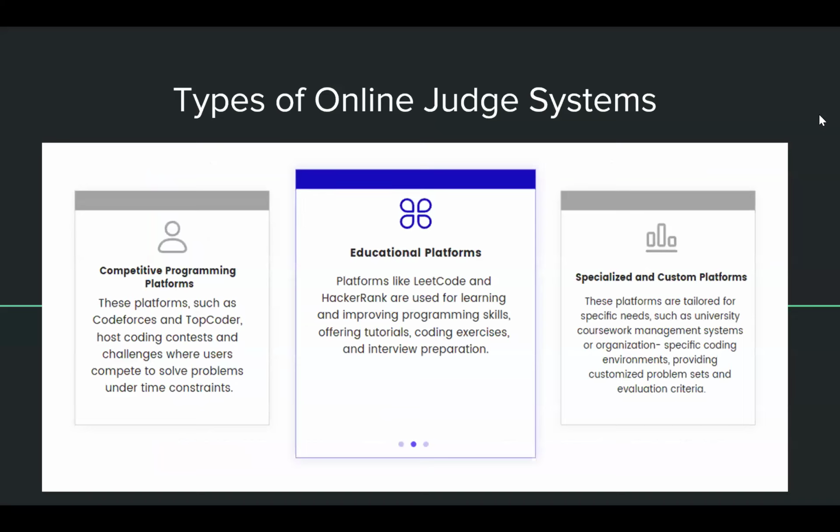Coming to the types of online judge systems, they can be classified on the purposes into four different types. The first is the competitive programming OJS. So the platforms like Codeforces and TopCoder use these OJS which host coding contests. The second is the educational OJS, which are used in universities for coding assignments. The third can be the company-specific OJS, which are used for hiring, such as HackerRank and LeetCode. And the last is the custom OJS, which are built for specific research or organizations.